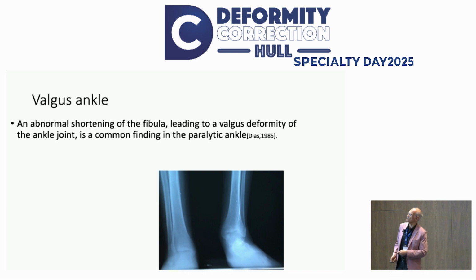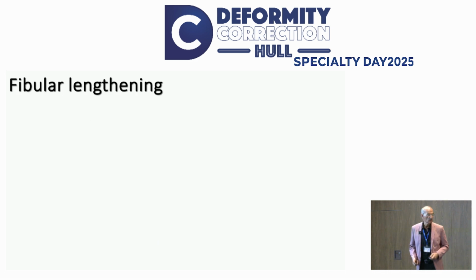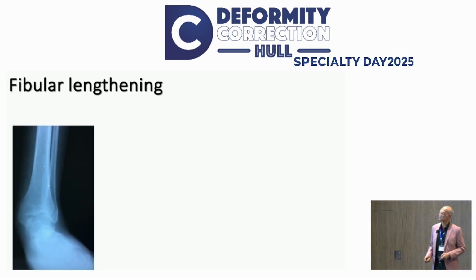There is abnormal shortening of the fibula, which leads to valgus deformity. So shortening of the fibula can lead to valgus deformity in paralytic conditions, like spina bifida or poliomyelitis. What we do is fibular lengthening. And this is the example.